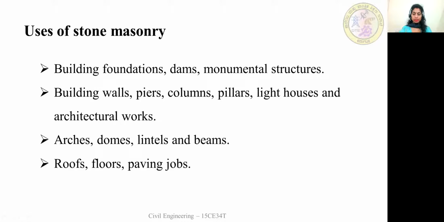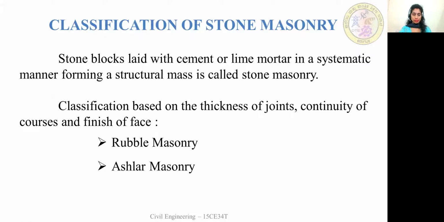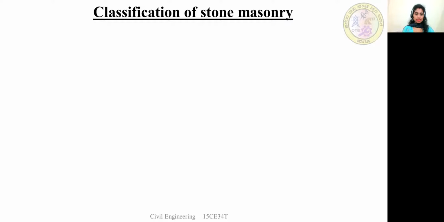Next, moving on to the classification of stone masonry. See, stone blocks laid with cement or lime mortar in a systematic manner forming a structural mass is called stone masonry. We have studied the definition. It can be classified according to the thickness of joints, continuity of courses, and finish of face. The stone masonry can be classified into two categories. First one is rubble masonry and the second is ashlar masonry.